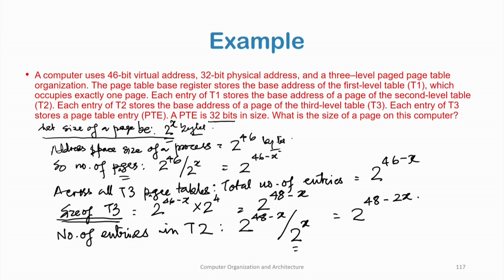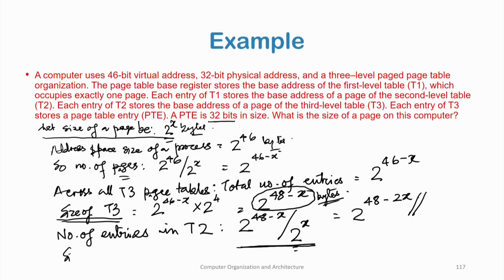So, this is the total size of the T3 page tables in bytes. Now, this will be paged, and so how many pages will be required to store T3? Assuming that the size of the page remains the same, this will be given by 2 to the power 48 minus x divided by 2 to the power x, which equals 2 to the power 48 minus 2x. Okay. Now, this is the total number of entries.